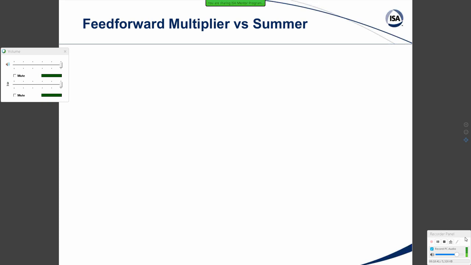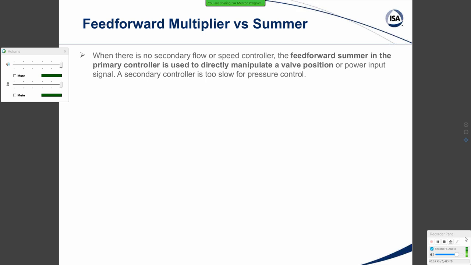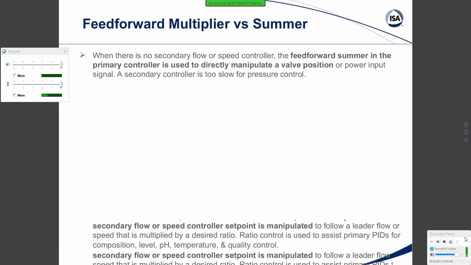We'll get into the reasons why this is the most practical thing for a lot of liquid streams, particularly. When there is no secondary flow or speed controller, the feedforward summer in the primary controller is used to directly manipulate a valve position or power input signal. In these cases, often the secondary controller is too slow, and this is especially what we see if we have pressure control, whether it's on a vessel or on a pipeline, unless it's maybe a very large vessel or a very long pipeline. We tend not to have a secondary flow loop, and we tend to go directly from the pressure controller output to a valve. Of course, there are always exceptions in industrial process control, and that's what makes it interesting and challenging.